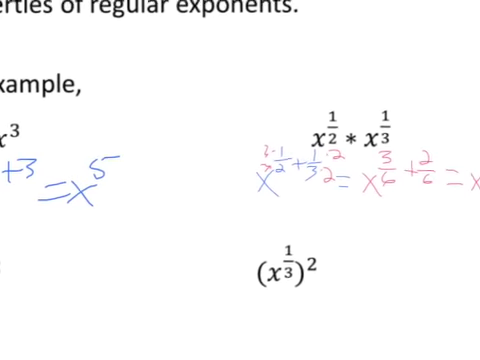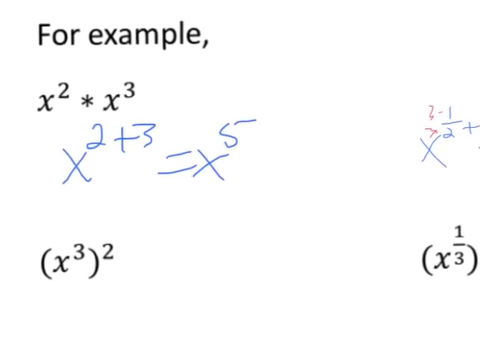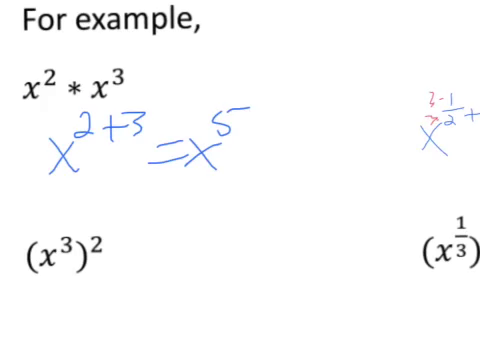Likewise, when you have a power to a power, we've multiplied our exponents before. So here I have x to the third raised to the second power. That means I'm going to do 3 times 2, which would give me x to the sixth.